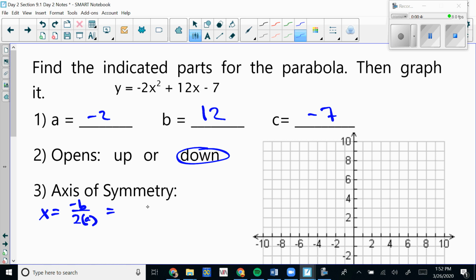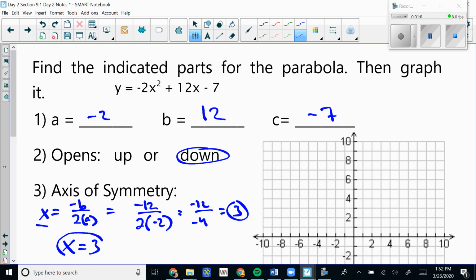Okay, so for our problem, that's going to be -12 over 2 times -2, which is -12 over -4, which is 3. So if you look at the beginning, x equals all that, and then there's a 3, so I'm just going to say it's the line x equals 3.